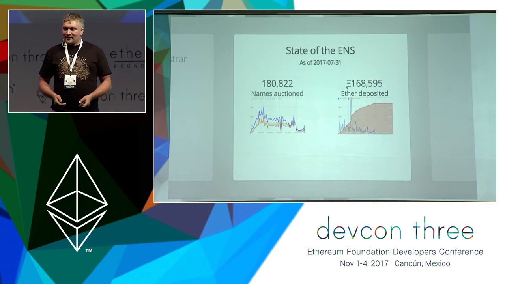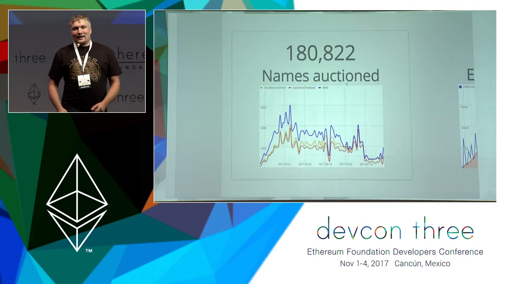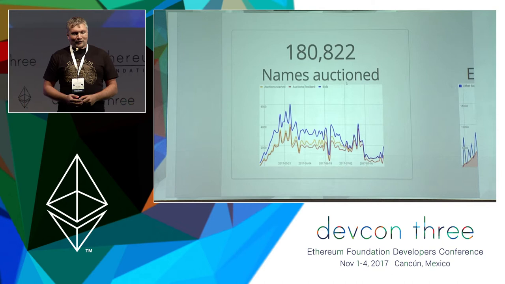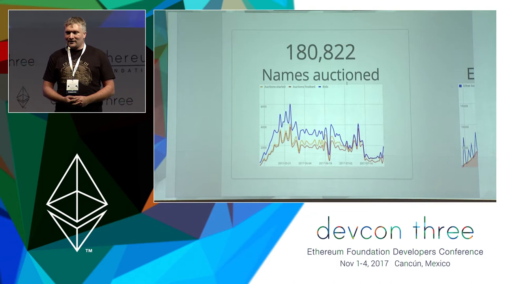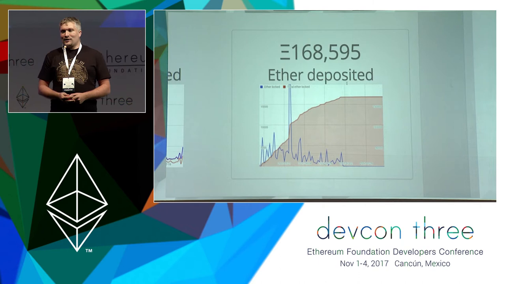Over that 8-week period, 180,000 names were auctioned. As you can see, after an initial gold rush spike, that was a fairly consistent rate over the whole period. And to buy those 180,000 names, roughly 170,000 Ether was deposited into a smart contract.